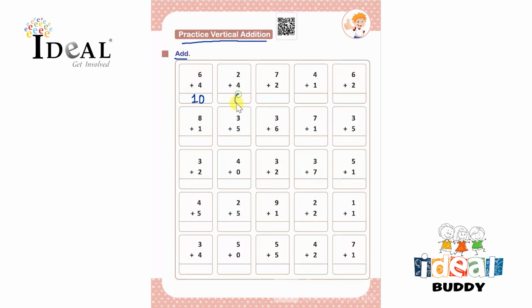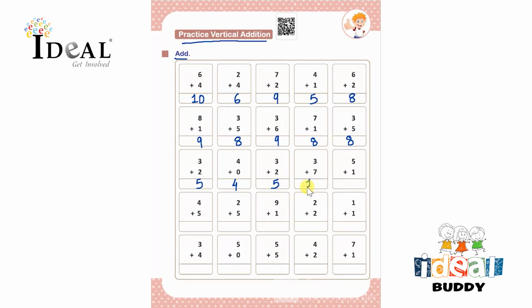2 plus 4 is 6. 7 plus 2 is 9. 4 plus 1 is 5. 6 plus 2 is 8. 8 plus 1 is 9. 3 plus 5 is 8. 3 plus 6 is 9. 7 plus 1 is 8. 3 plus 5 is 8. 3 plus 2 is 5. 4 plus 0 is 4. 3 plus 2 is 5.